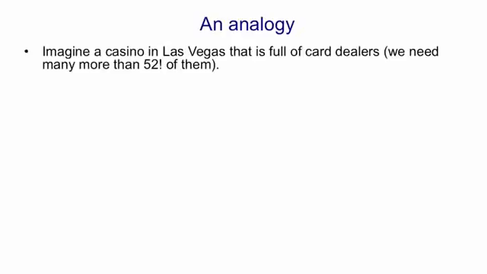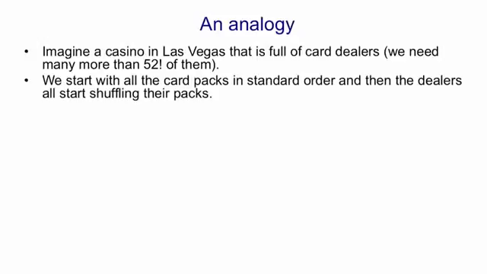So here's an analogy, just to help with the concept. Imagine a very large casino in Las Vegas with lots of card dealers. In fact, we have many more than 52 factorial card dealers. We start with all the card packs in the standard order that they come from the manufacturer. Let's suppose that has the ace of spades, then the king of spades, then the queen of spades. And then the dealers all start shuffling. And they do random shuffles. They don't do fancy shuffles that bring them back to the same order again.